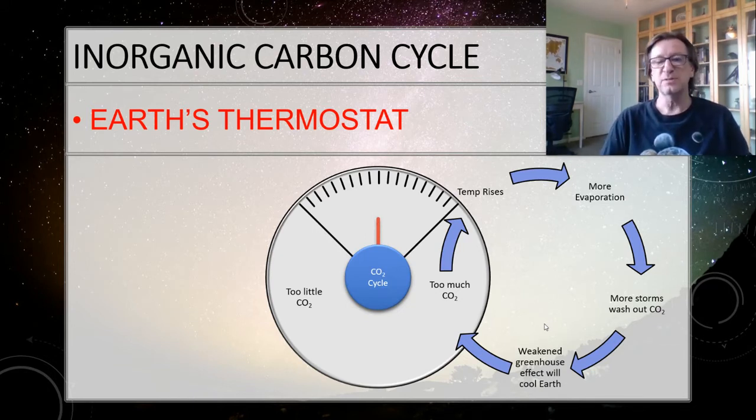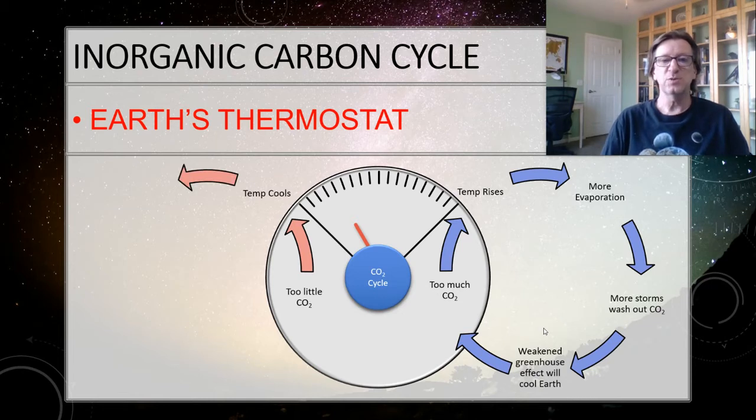Same thing can happen on the other side. Let's suppose it rains too much, or for some reason the volcanoes shut down. Well, then I might have too little carbon dioxide if we haven't had a volcanic eruption in a while. So if there's not much carbon dioxide in the water or in the atmosphere, what is going to happen to the temperature on the planet? The temperature is going to go down because I have less carbon dioxide, so I have less greenhouse effect.